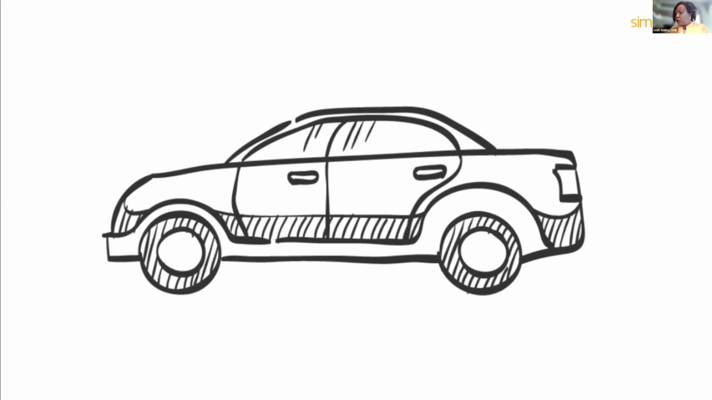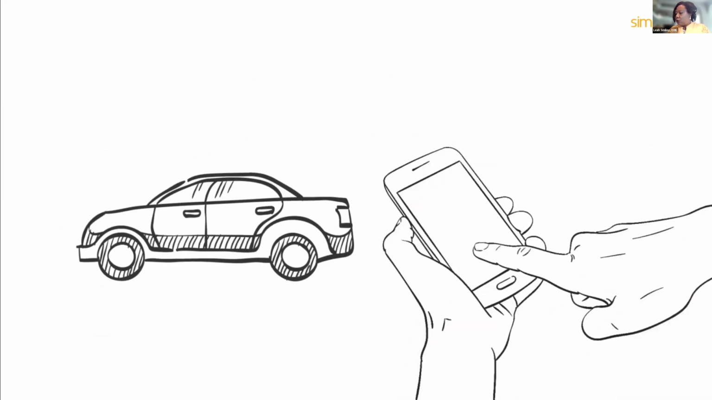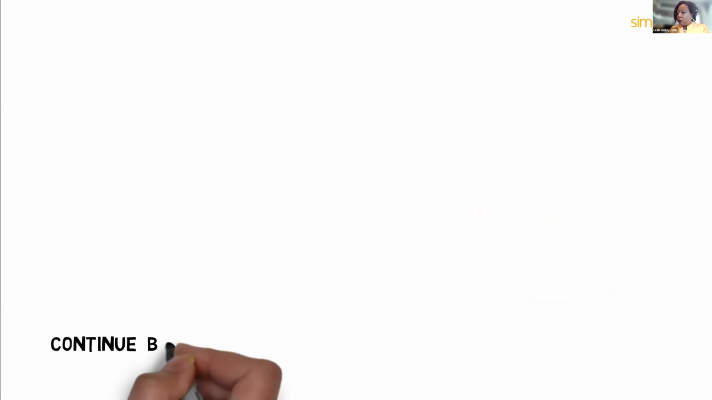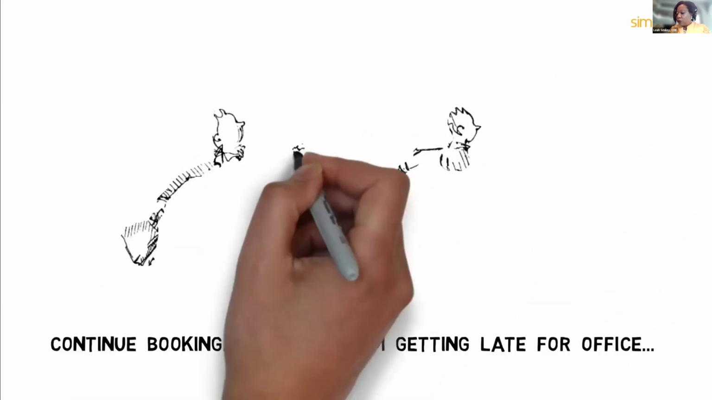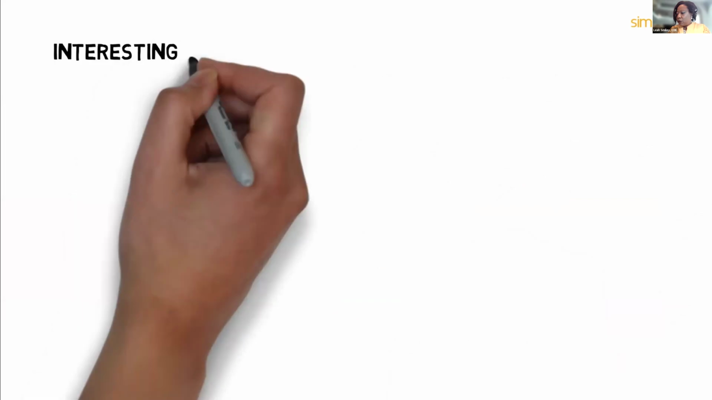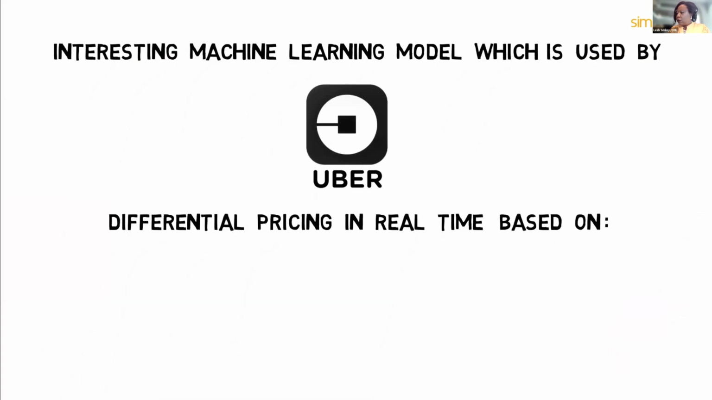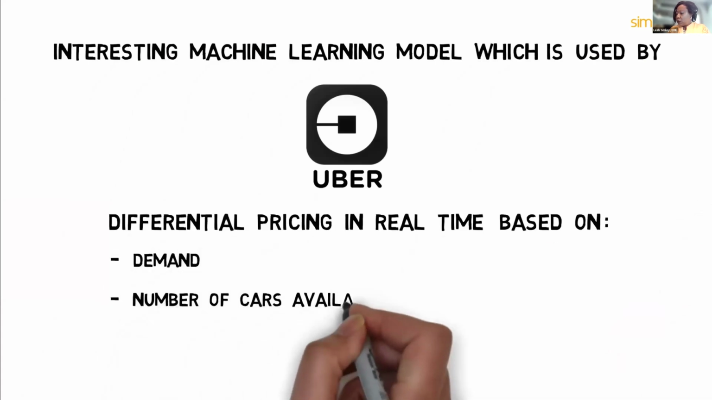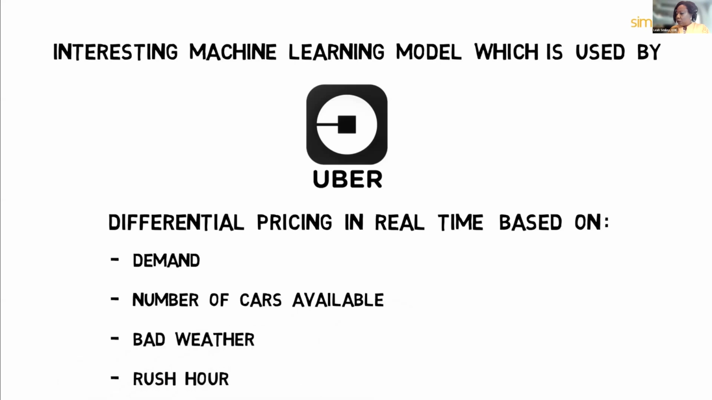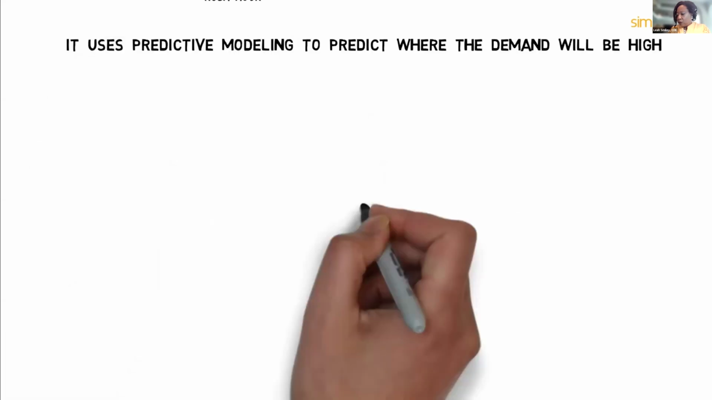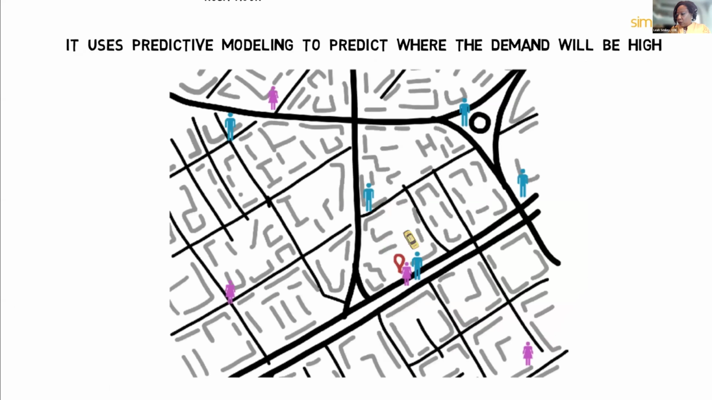While booking a cab, you must have encountered surge pricing often, where it says the fare of your trip has been updated. Continue booking? Yes, please, I'm getting late for office. Well, that's an interesting machine learning model which is used by global taxi giant Uber and others, where they have differential pricing in real time based on demand, the number of cars available, bad weather, rush hour, etc. So they use the surge pricing model to ensure that those who need a cab can get one. Also, it uses predictive modeling to predict where the demand will be high, with the goal that drivers can take care of the demand and surge pricing can be minimized.